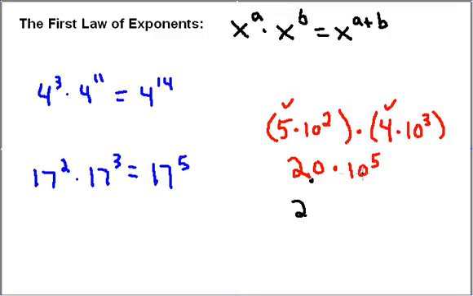So 20 times 10 to the fifth is the same thing as 2.0, and since I have a decimal here, I'm just going to use an x for multiplication, times 10 to the sixth. So our answer without scientific notation was simply 20 times 10 to the fifth, but with scientific notation, our answer is now 2.0 times 10 to the sixth.